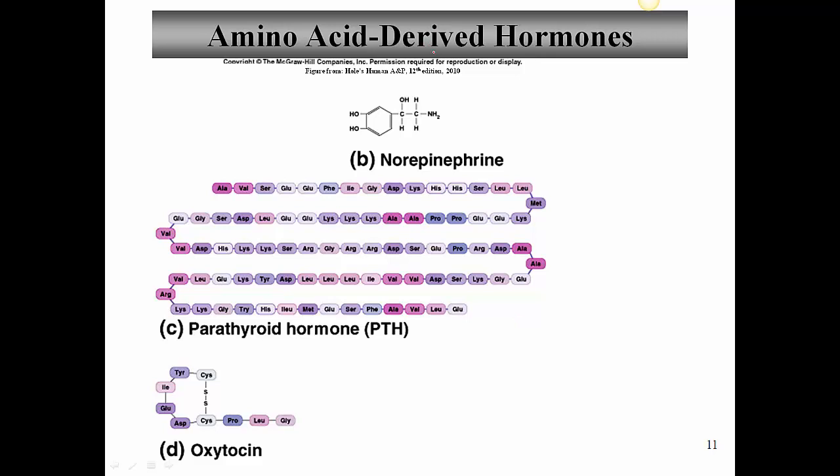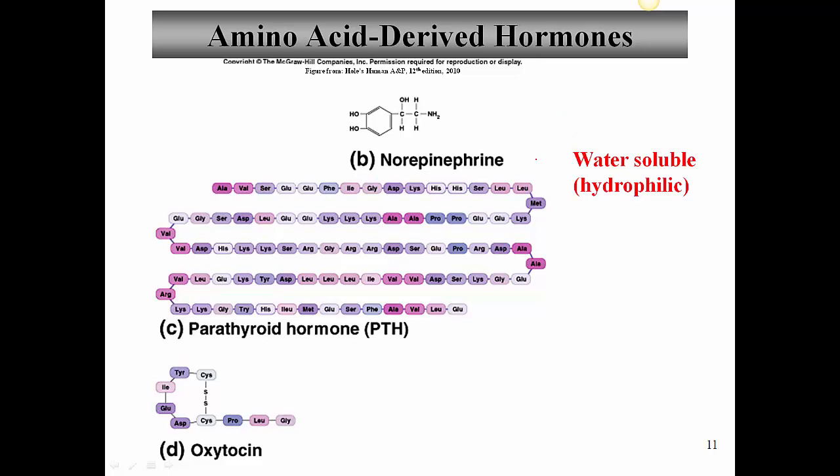Let's turn our attention now to amino acid-derived hormones. Here you see some examples of these, like norepinephrine, parathyroid hormone, oxytocin, and you see that these can vary greatly in size. The main commonality is that they're all derived in some way, shape, or form from amino acids, which is why we call them amino acid-derived hormones.